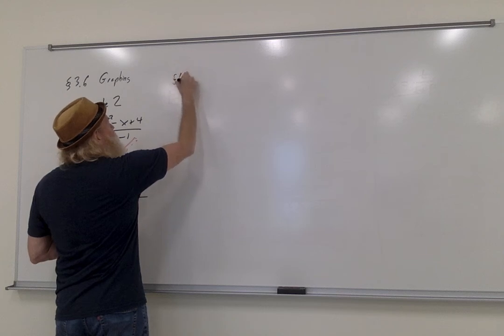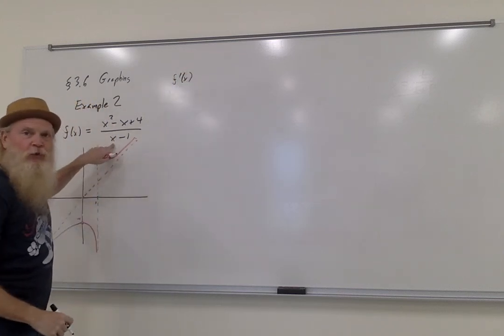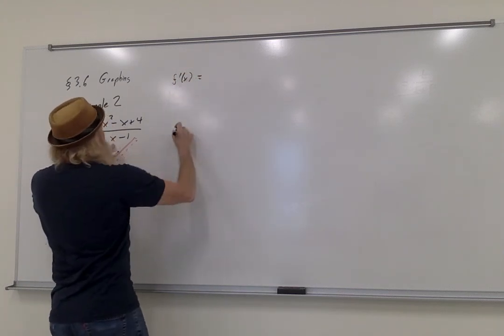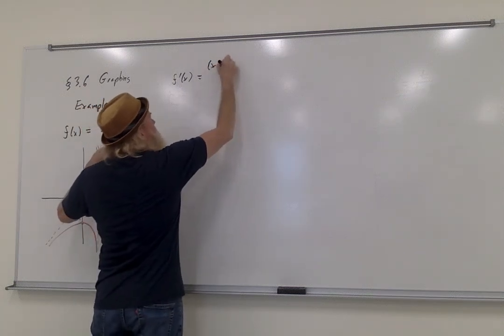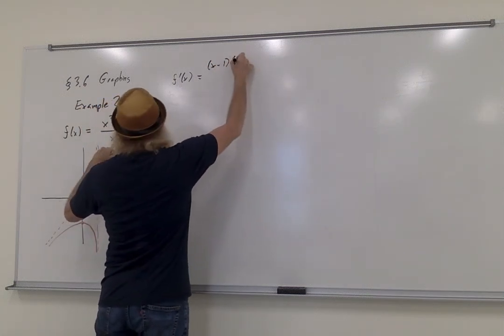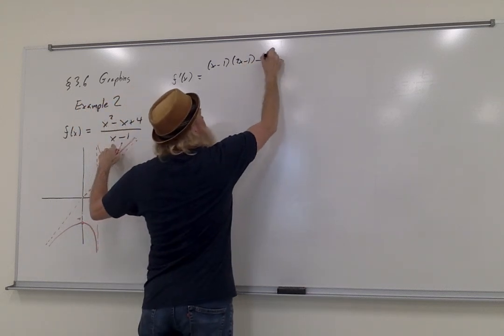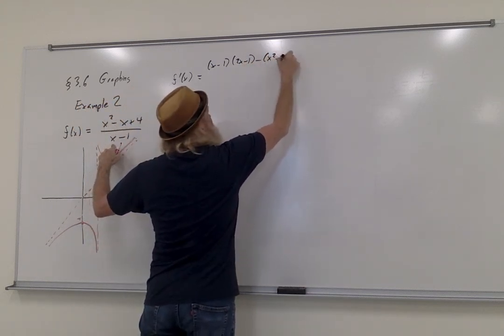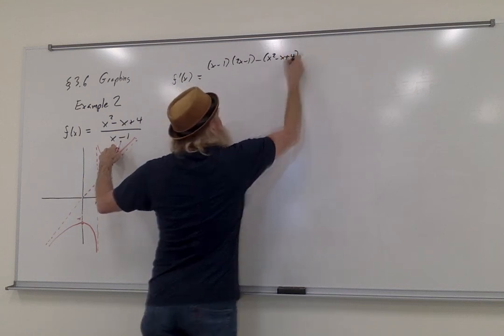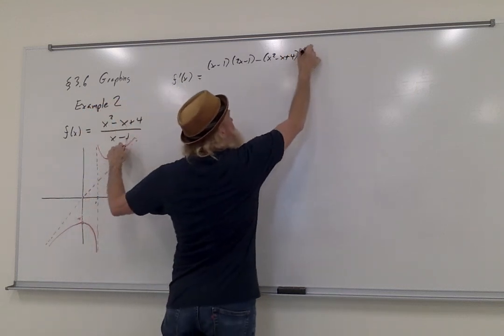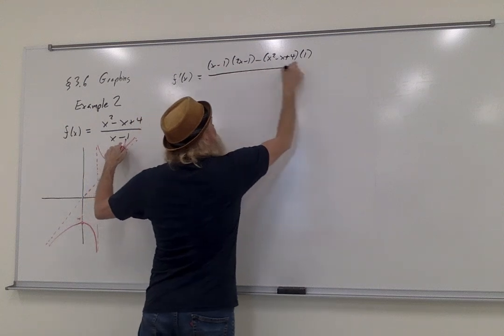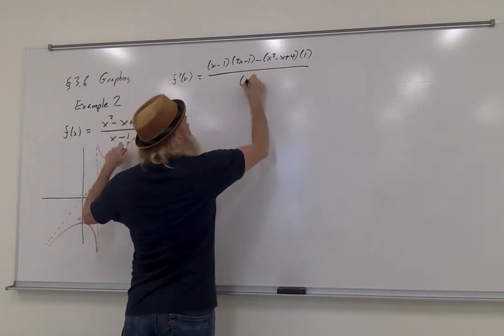To calculate the first derivative, we'll need to use the quotient rule. So it'll be the bottom times the derivative of the top, minus the top times the derivative of the bottom, all over the bottom squared.